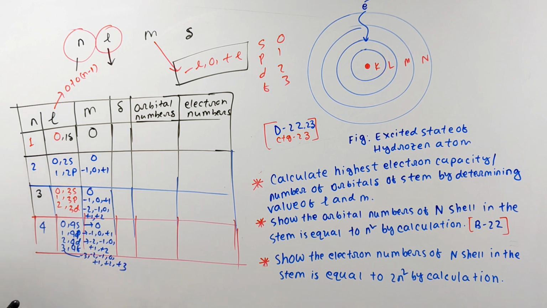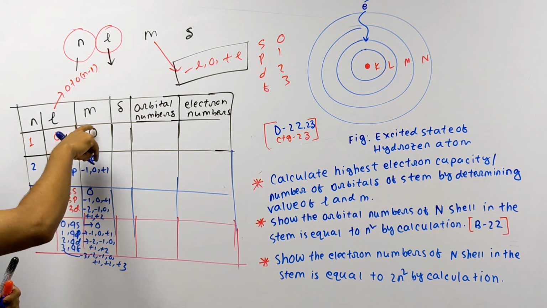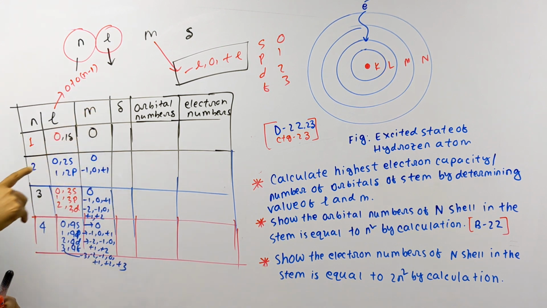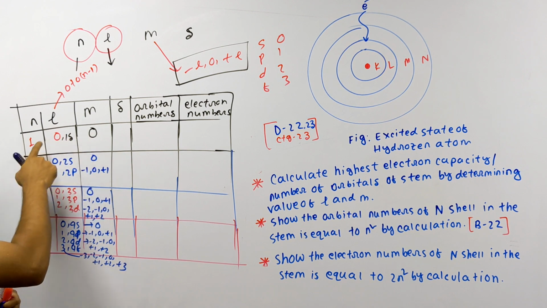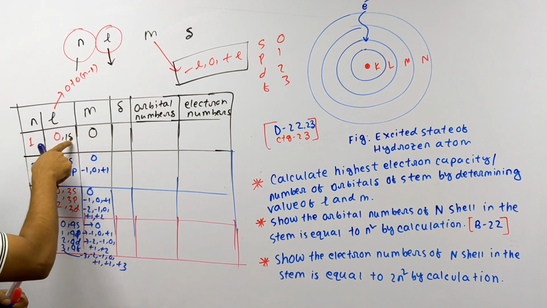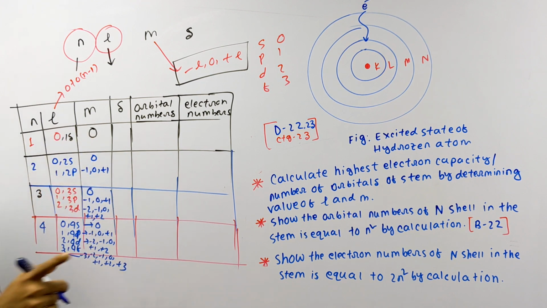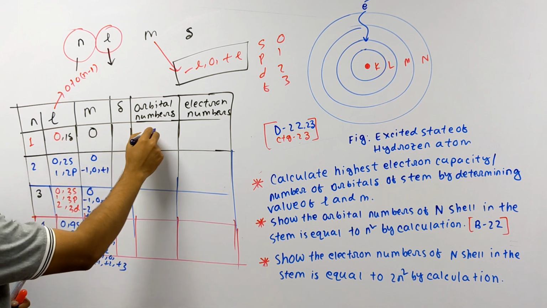Okay, so here goes. Now what is s? s means spin quantum number. Please note down here that the number of values of m should be equal to the number of orbitals. Here there is only one value of m and s, that is why there is only one s orbital. So the orbital number is 1 here.